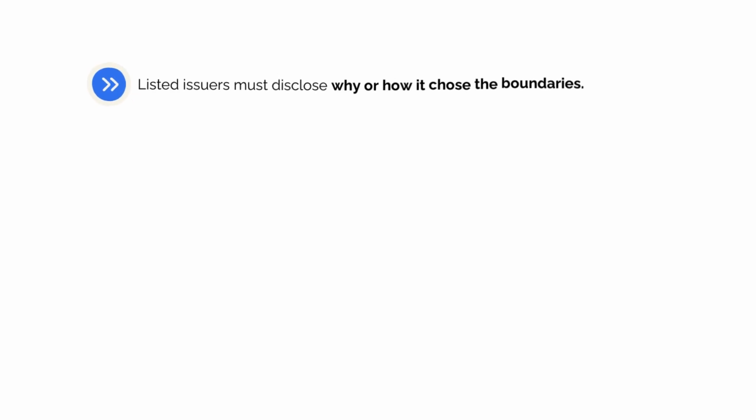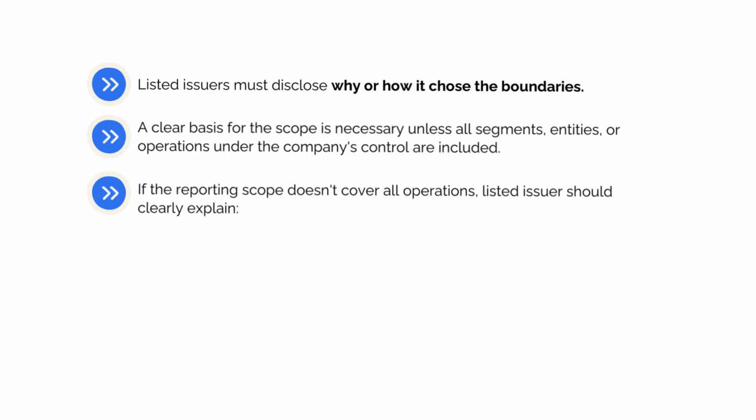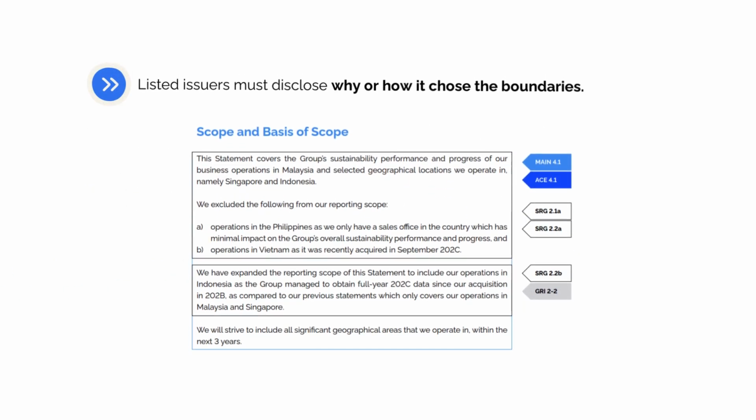As for the basis of scope, listed issuers must disclose why or how they chose the boundaries. A clear basis for the scope is necessary unless the sustainability statement already includes all segments, entities, or operations under the company's control. If the reporting scope doesn't cover all operations, the listed issuer should clearly explain what's included or excluded and provide reasons for these choices. Let's take a look at our example here. The listed issuer has explicitly mentioned up front that they have excluded a few entities due to a recent acquisition and their insignificant sizes, and they even mentioned their plan for future inclusion.